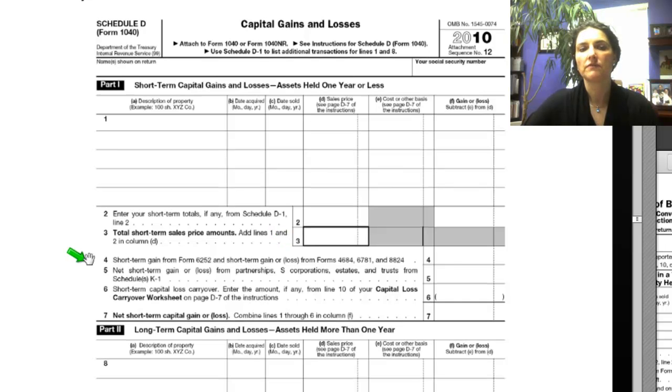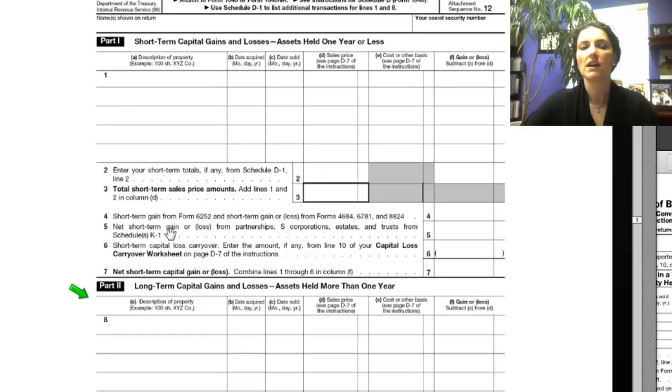Also, if you have short-term gain from a Form 6252 or a loss from Form 6252 or from Form 4684, 6781, and 8824. 8824 is like-kind exchange. 6781 is those futures contracts. 4684 is casualty losses or thefts. And 6252 is installment sales. Net gain or loss from partnerships, S corporations, trusts, or estates shown on Schedules K-1. Line 6 is short-term capital loss carryover. Enter the amount, if any, from your prior year capital loss carryover worksheet. And finally, line 7, we total up our net capital gain or loss.